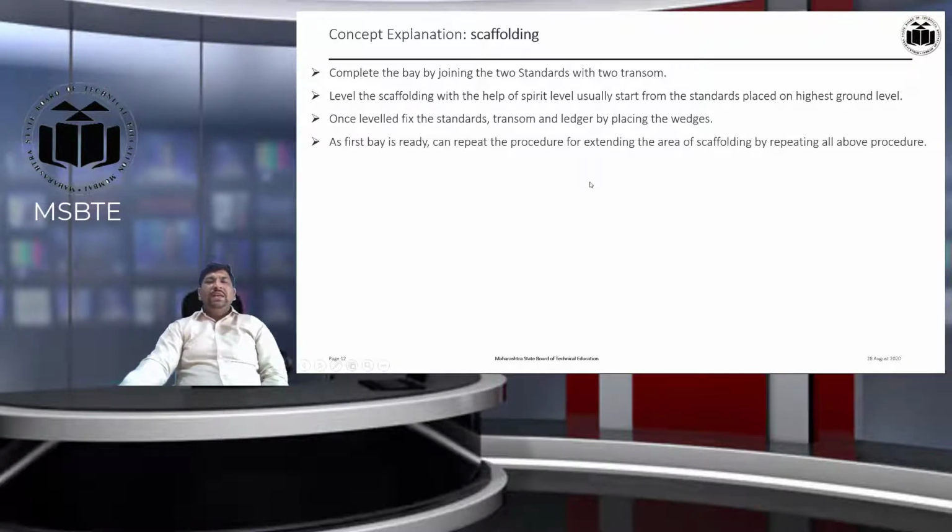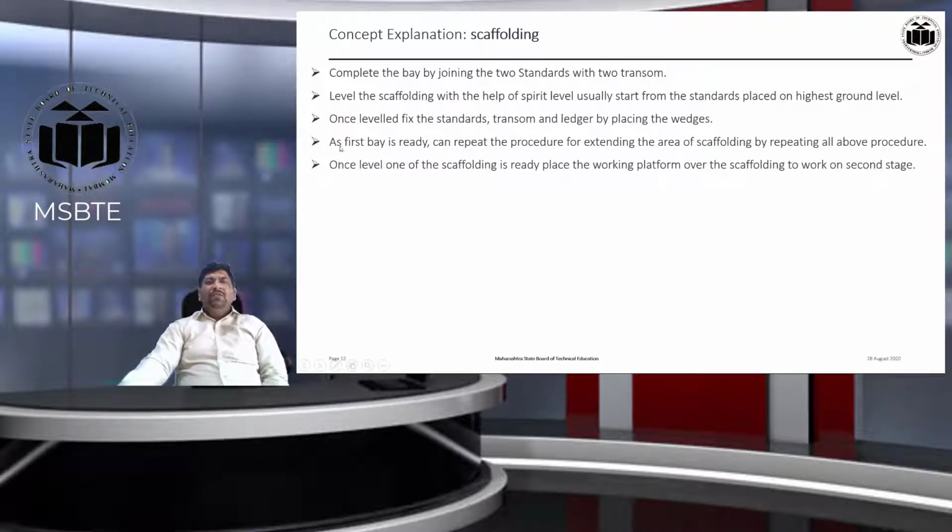As the first bay is ready, you can repeat the procedure to extend the area of the scaffolding by repeating all the above procedure. Once level 1 of the scaffolding is ready, place the working platform to work on the second stage. Once one bay is ready, you can go for another bay. For however much length you require, that can be completed by following the above procedures.